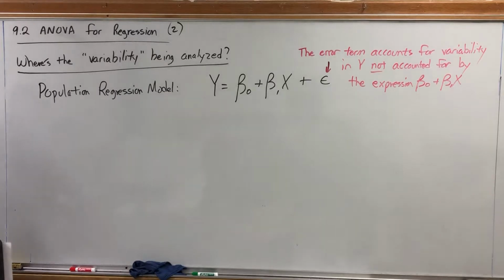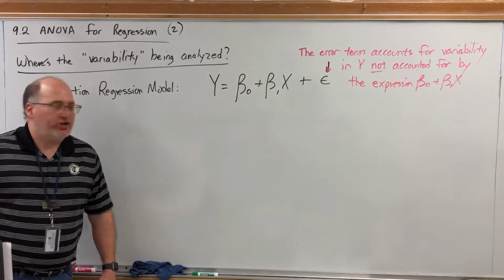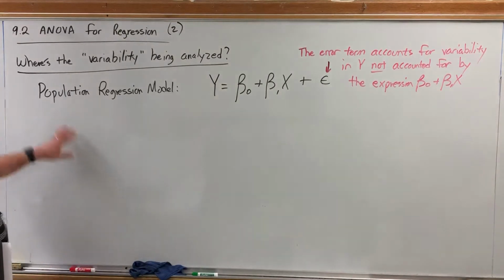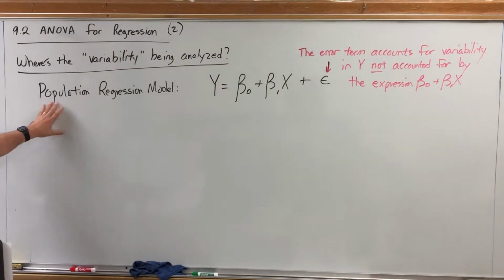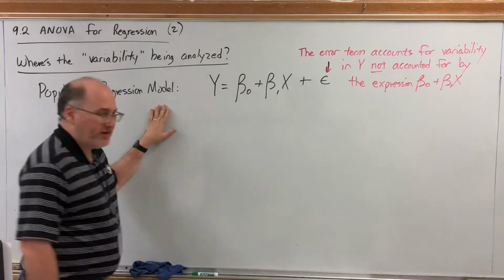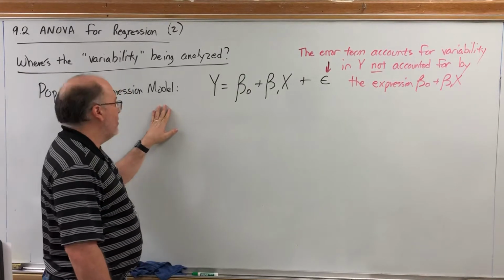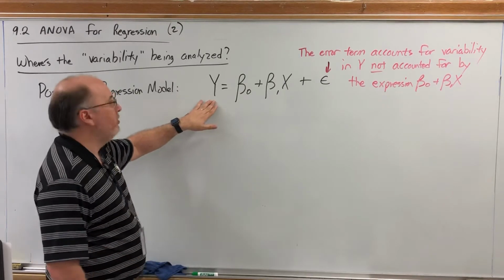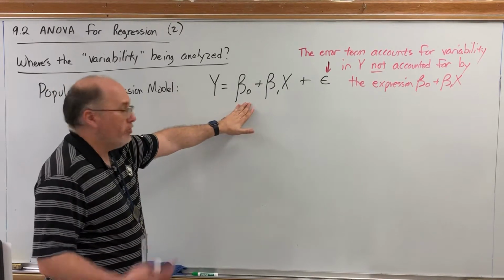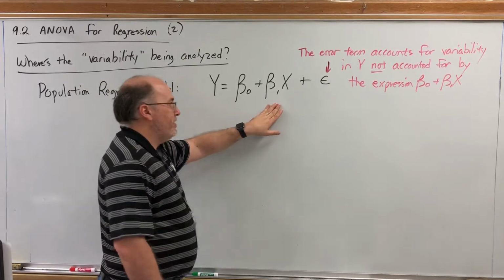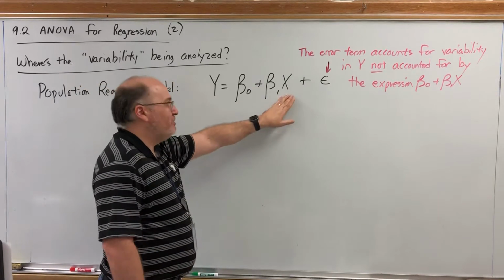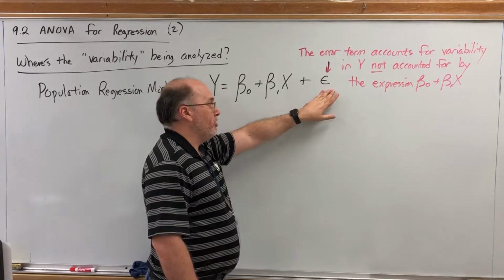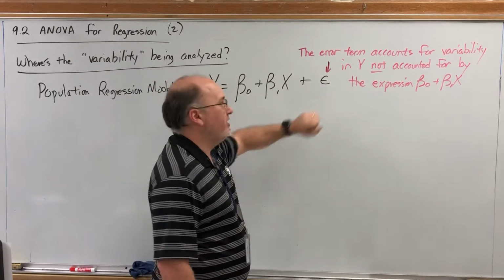So if we're doing an analysis of variance on a linear regression, where is this variability that we're analyzing? Well, let's go back and remind ourselves what a population regression model looks like. At the population level, our simple regression is y, representing the response variable, equals beta 0, your intercept, plus beta 1, your slope, times x, your explanatory variable, plus an error term, which we call epsilon, lowercase epsilon.